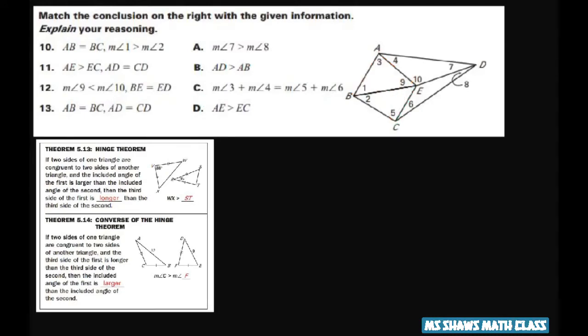All right, and now let's look at 11. AE is greater than EC. Where's EC? So this side is larger than this side. And now we also know that AD equals CD. So these two sides are congruent. And we also know that this is congruent to itself.